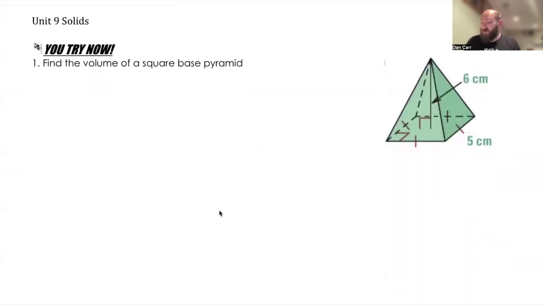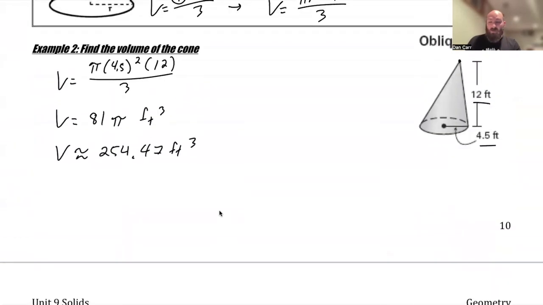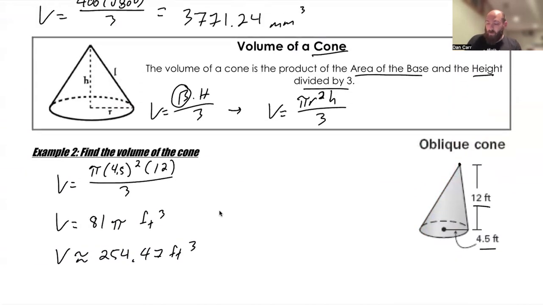Just make sure you're looking for height. That's the biggest thing about pyramids. You want to make sure you're using the height and not a slant height or any other side length. In this case, it is right down the middle, the six. So that is my height of the pyramid. With cones, it's a similar thing, because I might give you the slant height instead of the height. Just make sure you understand that makes a right triangle. So we typically will use the Pythagorean theorem to find the missing length that we need.